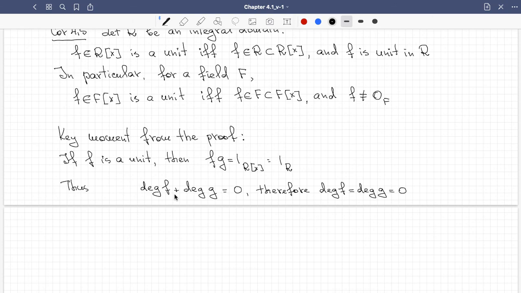Thank you for listening. In the next fragment, we'll already assume that our base ring is a field and look at the polynomials over a field.